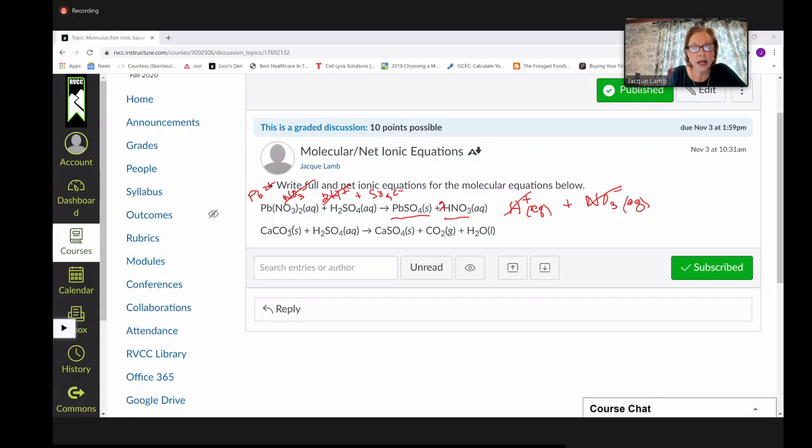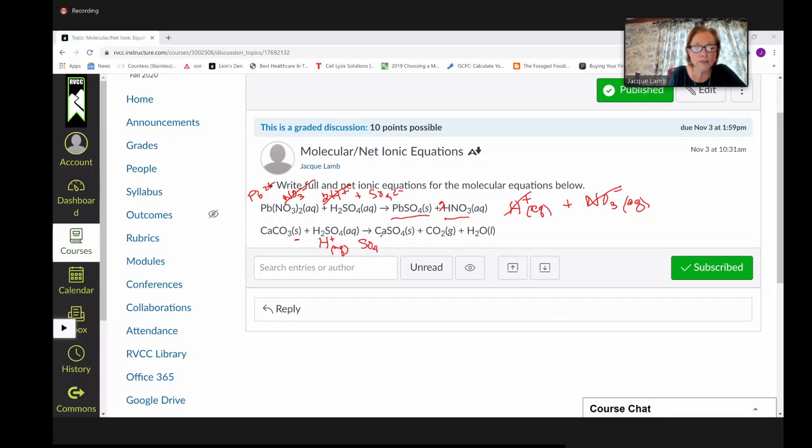Now on this side, notice that this goes in as a solid. So it is not broken into ions. It's simply written as calcium carbonate. But this is H+, aqueous. So you can't break that one out. This one, you have to say is the same, aqueous. The acid does break up. If it does break up.